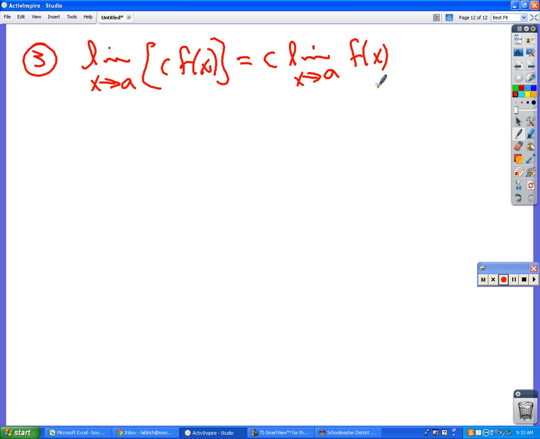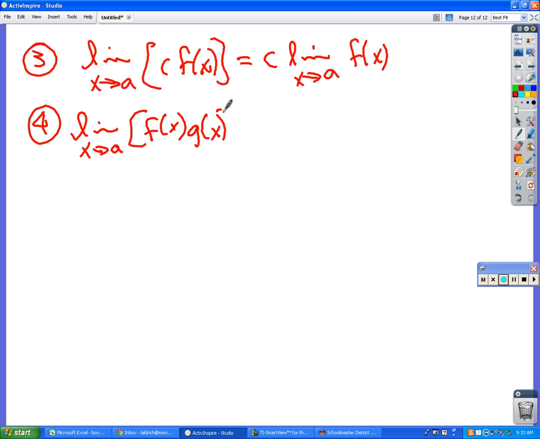There's two more. The limit as x approaches a of two functions multiplied together, but you didn't see that coming, is, wait for it, the limit of the first function times the limit of the second. Can we go over that again?